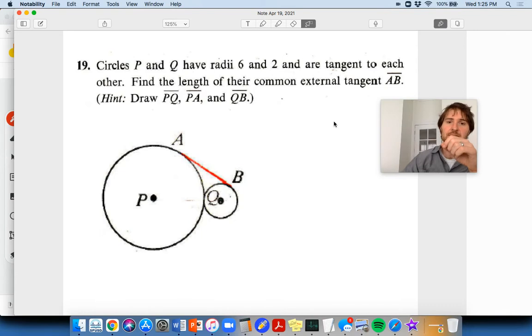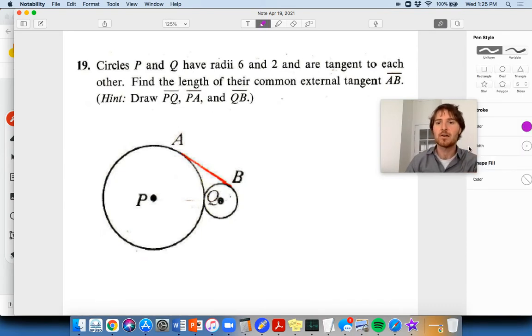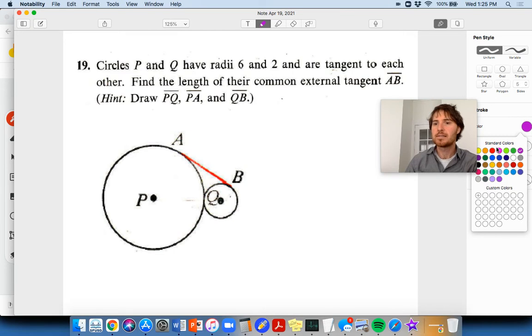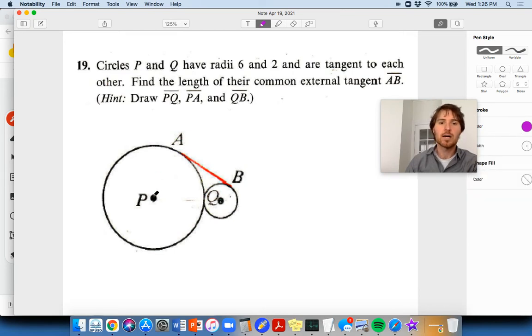Anyway, so I have it here on this diagram. We've got circles P and Q. I'm going to draw in the radii that are going to be particularly useful to us to solve this one. That's going to be this. The point of tangency is right here, and the point of tangency is right here. And what does this look like? They look pretty parallel to each other.